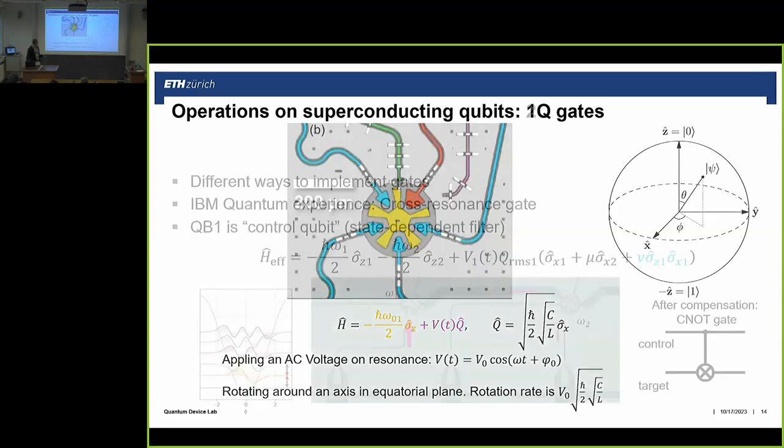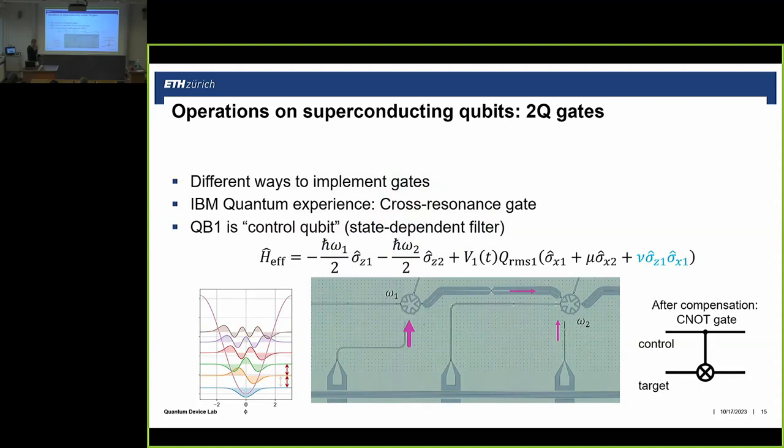Now, the two qubit gates in superconducting qubits are a bit more complicated. Everyone does them differently, like Google, IBM. This is an IBM-style gate because it's easy to explain. You have two qubits, and what you want to do is a CNOT gate. A CNOT flips the target qubit if the control qubit is excited. The way it does it here is you apply a drive to the first qubit at the frequency of the second qubit. The first qubit works like a state-dependent filter.